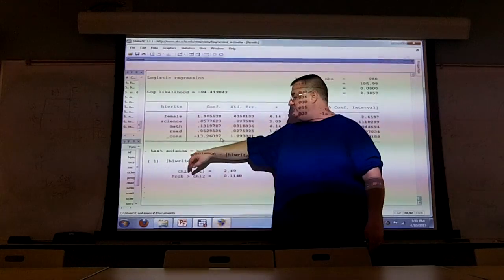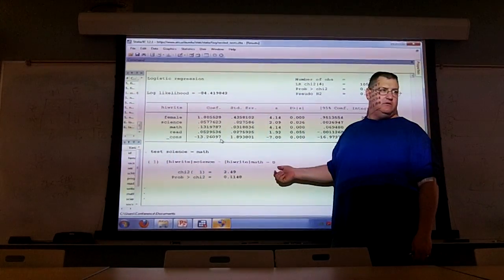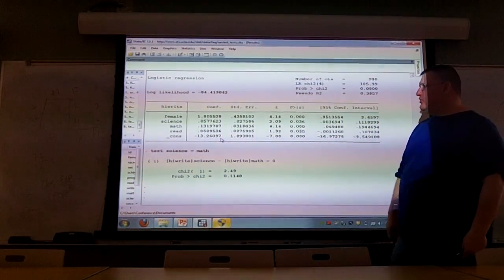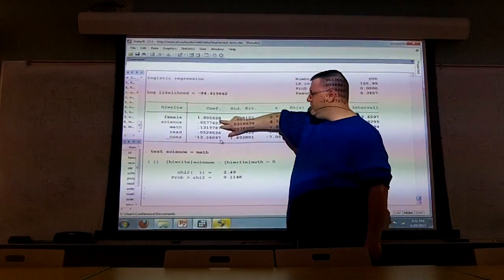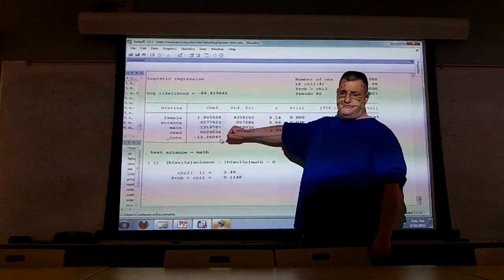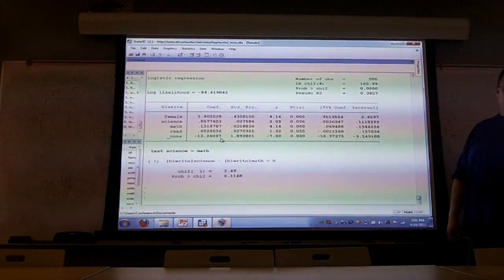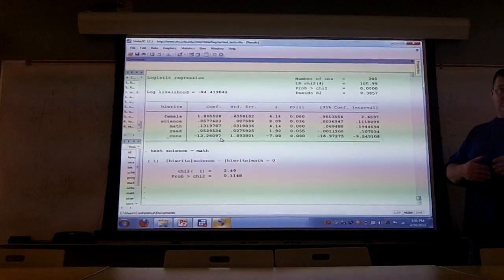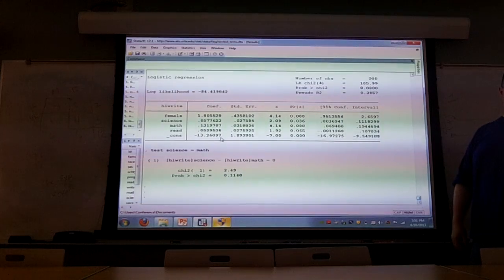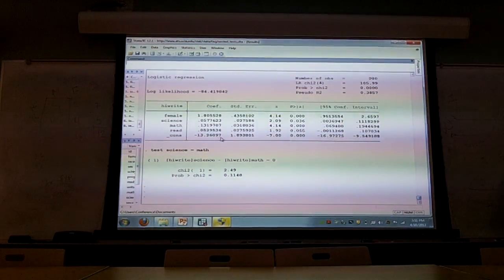So saying does science equal math is the same thing as saying is the difference zero. That's what this is saying here. Essentially, it's going to look at the difference between these two coefficients and see if it's zero. Which is kind of an important thing to know because now you can do those t-tests. If this were a least squares regression and you wanted to compare means between groups, for example, you could do that. Same concept.